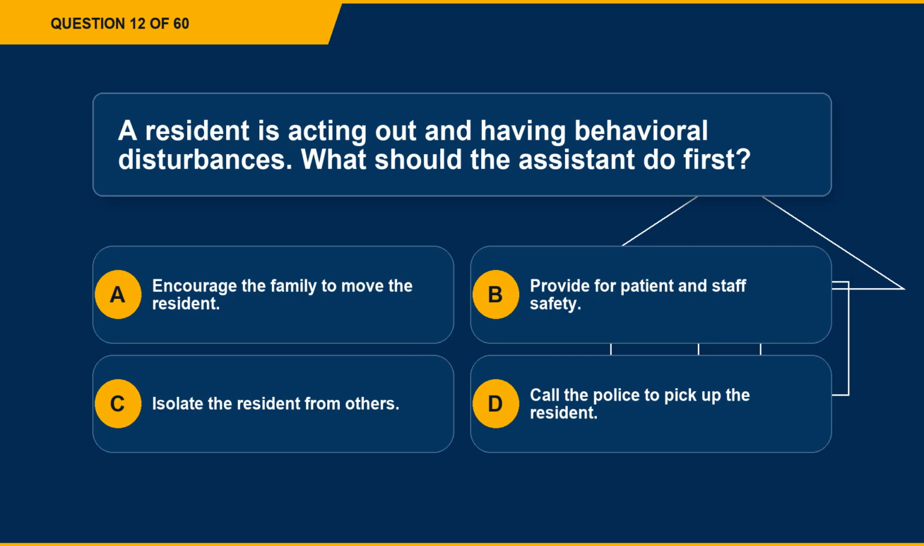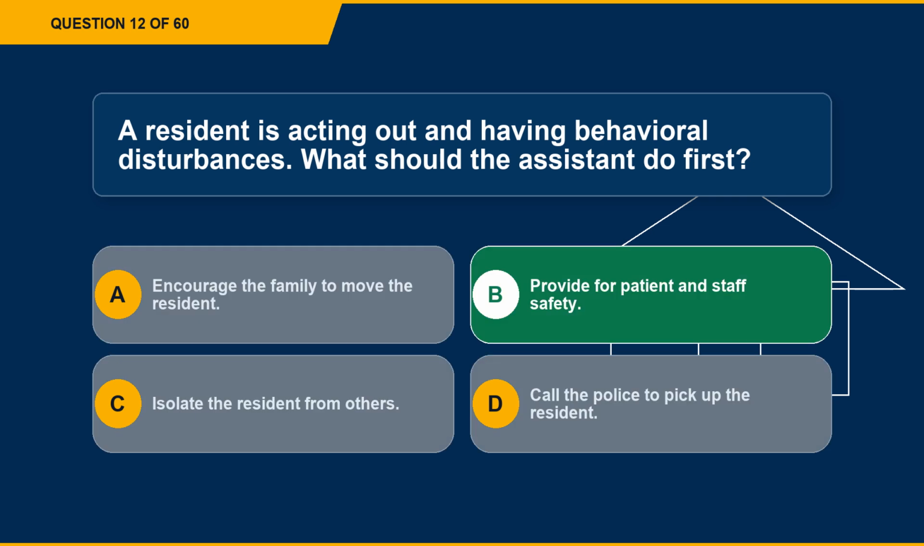Question 12. A resident is acting out and having behavioral disturbances. What should the assistant do first? Option A. Encourage the family to move the resident. Option B. Provide for patient and staff safety. Option C. Isolate the resident from others. Option D. Call the police to pick up the resident.